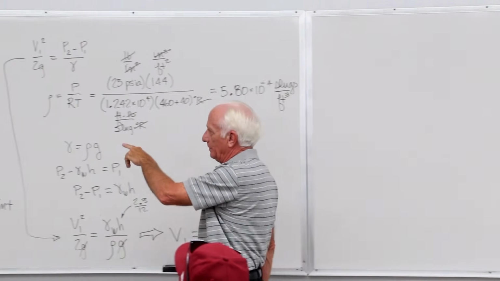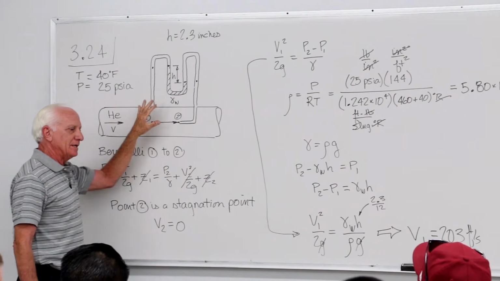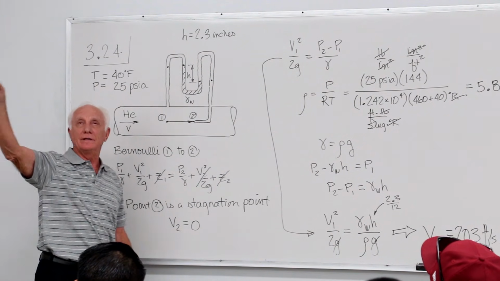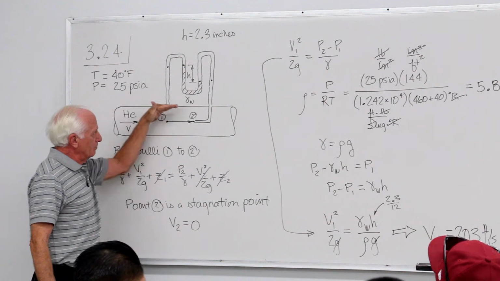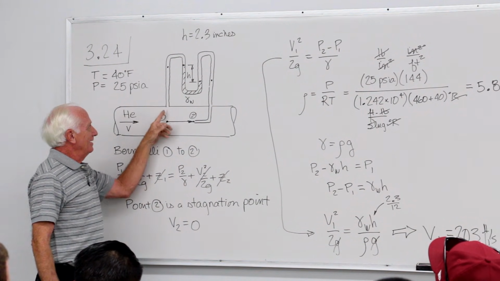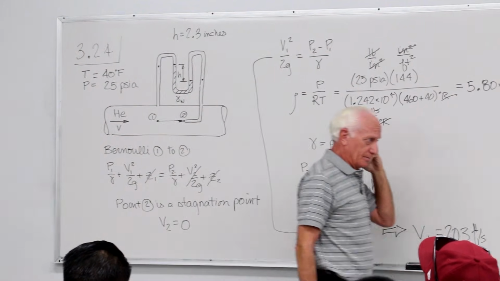When do they do this? To find the velocity at a point in a pipe or a duct, like the HVAC ducts in the room, or a big water pipe. If you want to find the pressure or the velocity somewhere, you can do this. Static pressure tap, stagnation pressure tap.